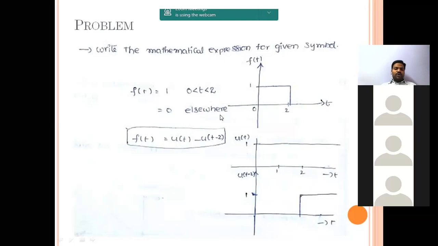Otherwise, sometimes in some textbooks you will find that word also, otherwise. Otherwise means minus infinity to 0 and 2 to infinity. So this is the function f of t is equal to u of t minus u of t minus 2.